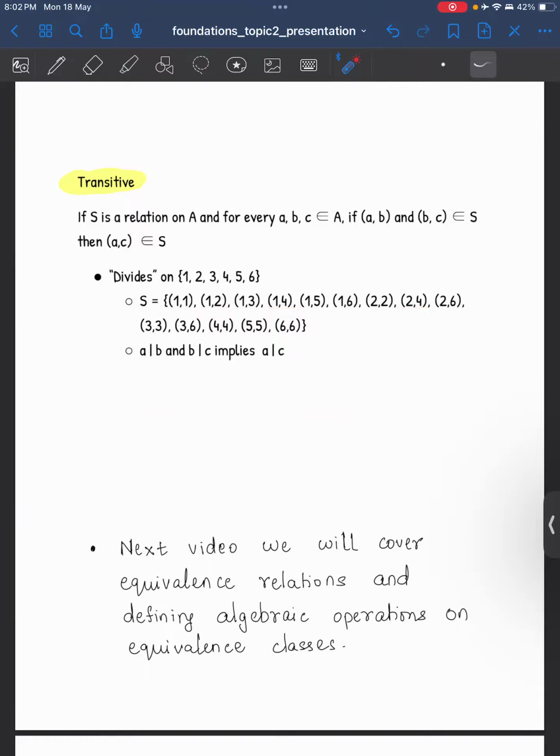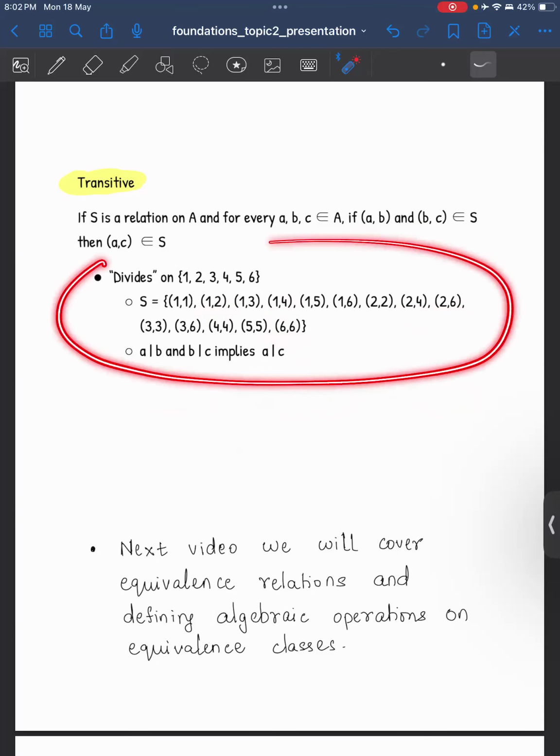Similarly, we can do a small example where 2 divides 6 and 6 divides 6, then 2 divides 6. So in this case, essentially, b is equal to c. So it's easy to check that divides is also a transitive relation.